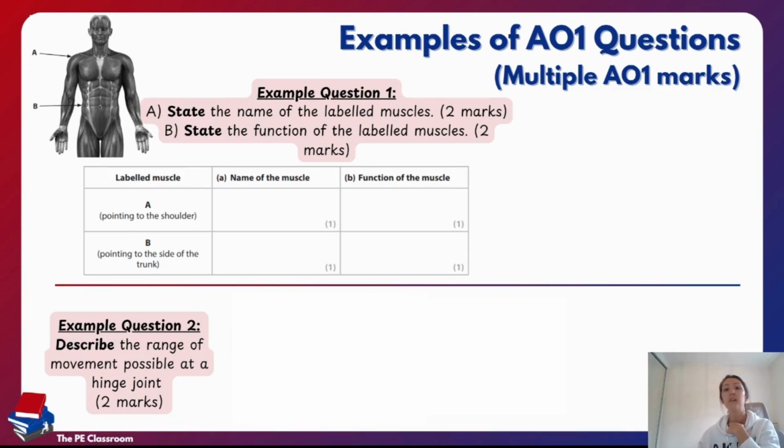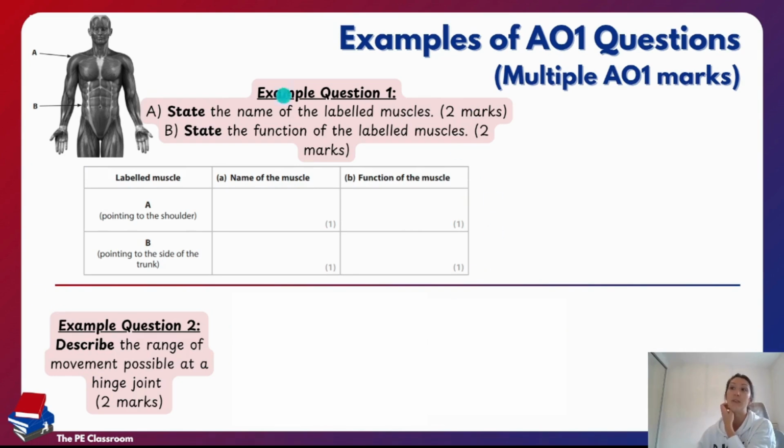So you just need to be able to recognise that, which is quite basic level again. So you're already thinking an AO1 mark. Again, keeping it simple, recalling facts. So you've got here, state the name of the labelled muscles in this picture here, and state the function of the labelled muscles, and both are worth 2 marks.